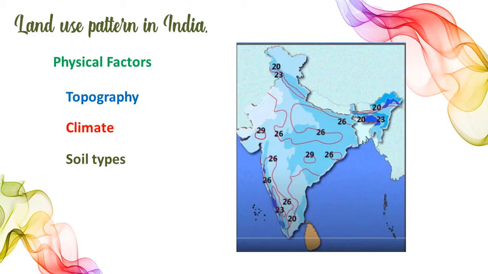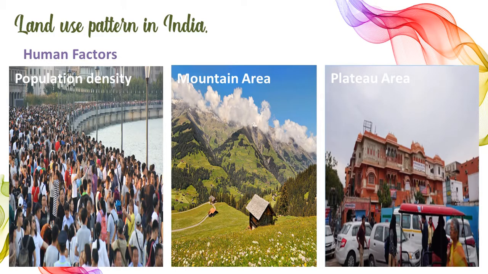Another factor that influences the land use pattern is the climate. Different parts of the country have varying rainfall and temperature. Some receive heavy rainfall, some moderate, and some areas scanty rainfall. Even that influences the utility of land. The last but not least is soil types. Different parts of India have different types of soils. Accordingly, crops also vary from one soil region to another.